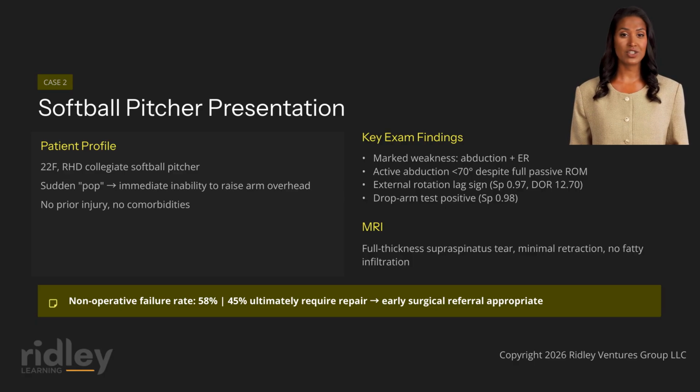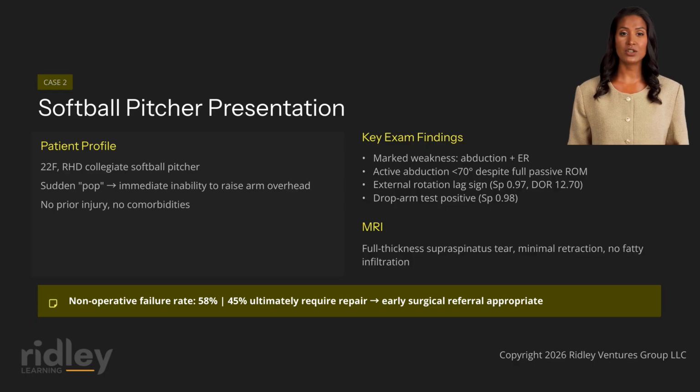On examination, she demonstrates marked weakness in abduction and external rotation, with inability to abduct above 70 degrees actively despite full passive range of motion. The external rotation lag sign at 90 degrees is positive, and it is highly accurate for confirming the diagnosis when positive, with very few false positives, and is among the strongest diagnostic indicators available for ruling in full-thickness tears. The drop arm test is positive, and it is similarly highly accurate for confirming supraspinatus tears when positive.